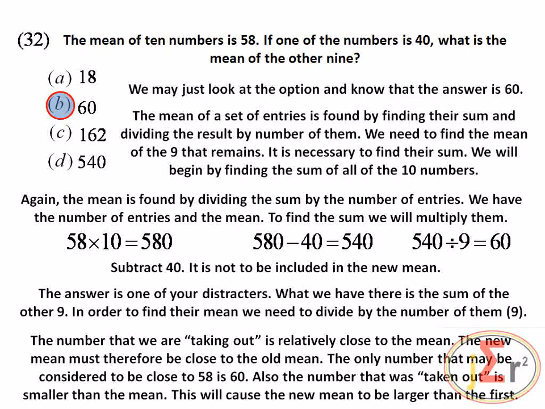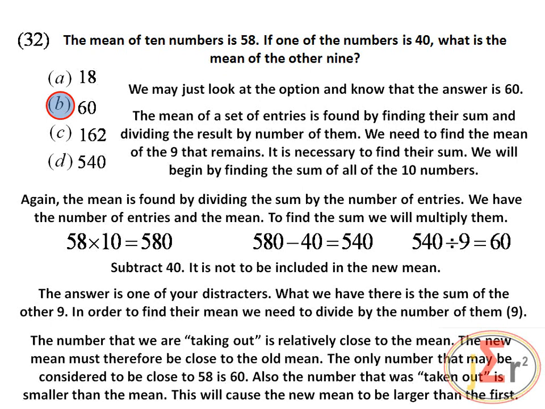So we imagine that if we take out 40, which is less than the mean of 58, the new mean is a little bit higher or a little bit greater than 58. So we have done that, and we realize that the mean is actually 60, which is somewhat greater than the old mean. So this will cause the new mean to be larger than the first.